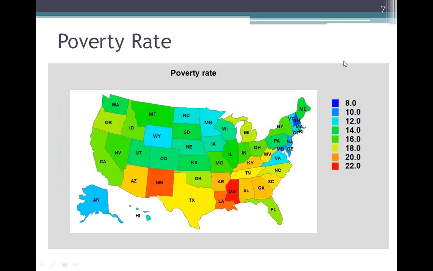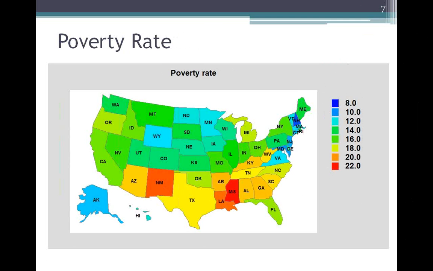A third interesting statistic that I thought I'd show you is the poverty rate. There's quite a bit of variation also in the percent of the population that are below what the government defines as the poverty level. That ranges from a low of about 8% in states like New Hampshire, New Jersey, Maryland, and so forth, up to over 20% in states like Mississippi, New Mexico, Louisiana, and so forth. So the 12 different characteristics that I've selected do vary quite a bit amongst the 50 states in the United States.